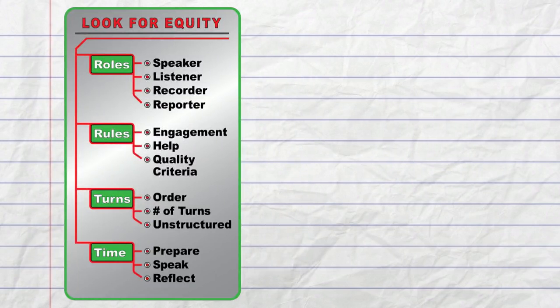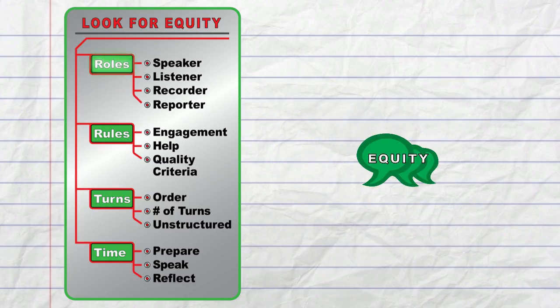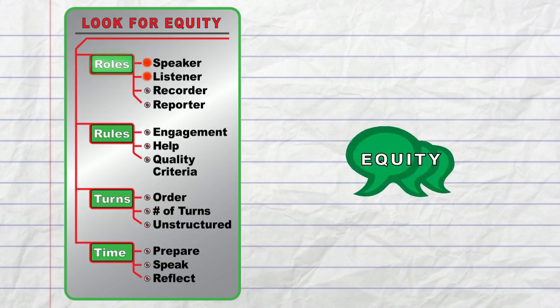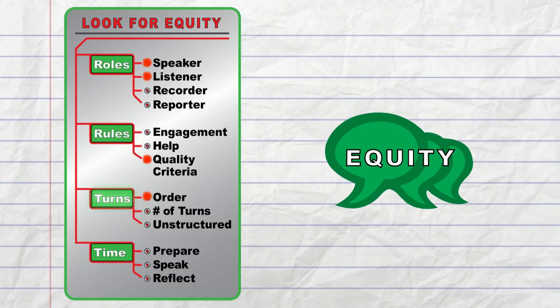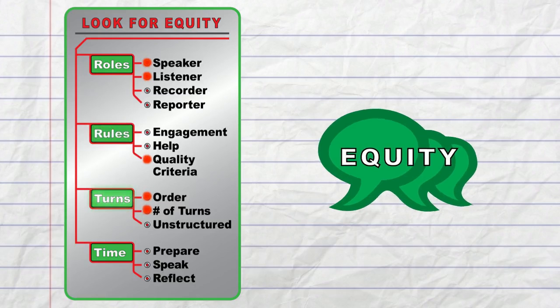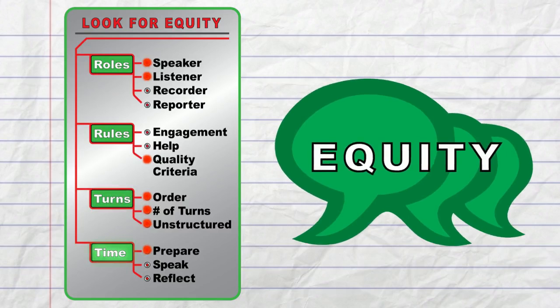Second, teachers look for equity in student participation and then make adjustments by assigning roles with specific purposes for the speaker and listener, rules such as requiring students to use certain vocabulary, turns, identifying who goes first in the group, the number of turns, and if there is unstructured time where one person can take multiple turns, and time. The teacher can control time during peer discussions, ensuring that there is time for thinking as well as listening to each student.